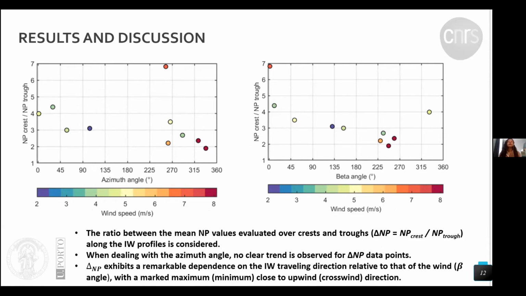The azimuth angle is the angle between the radar look direction and the wind direction, and the beta angle is the angle between the internal wave traveling direction and the wind direction.